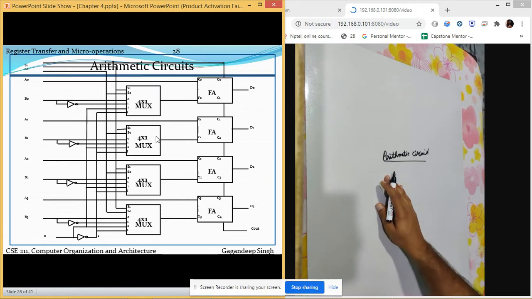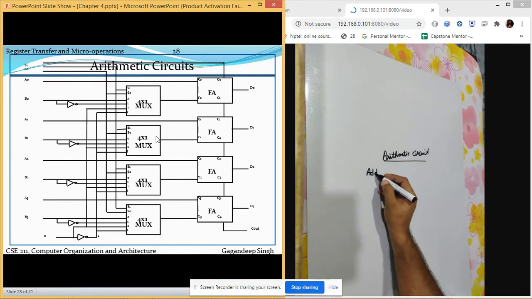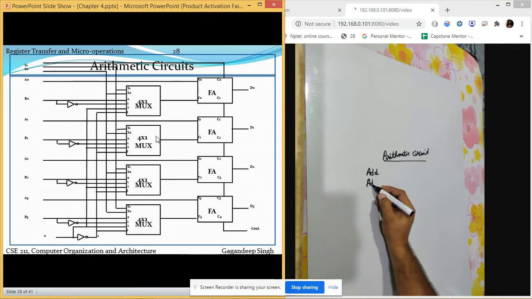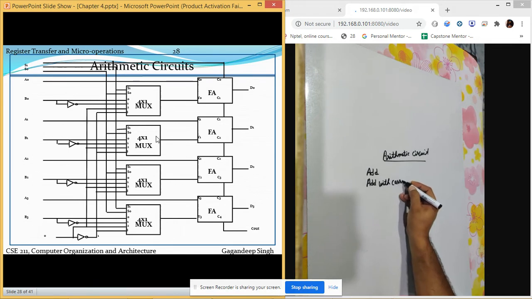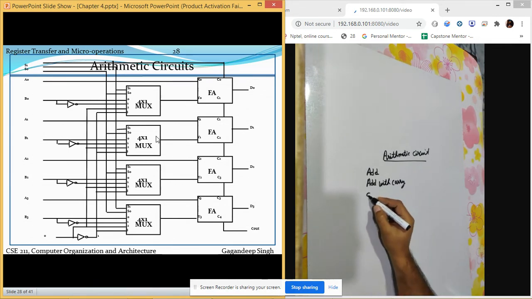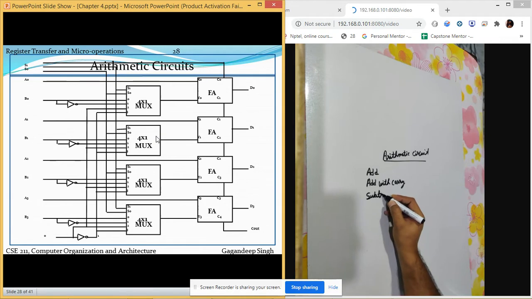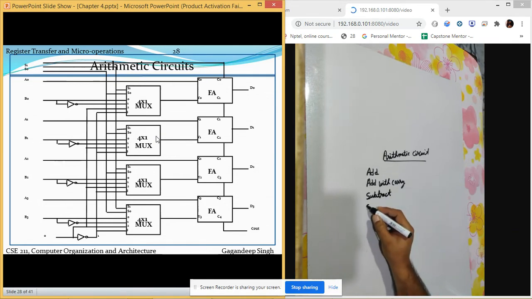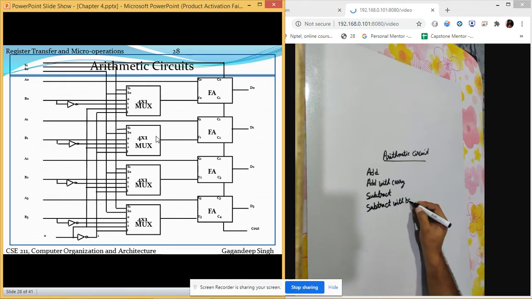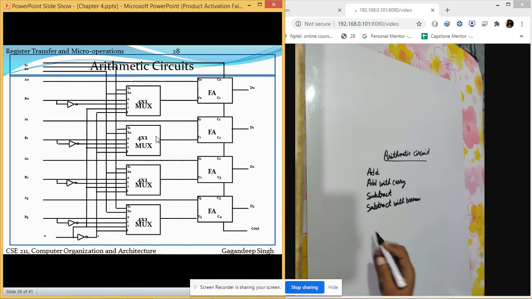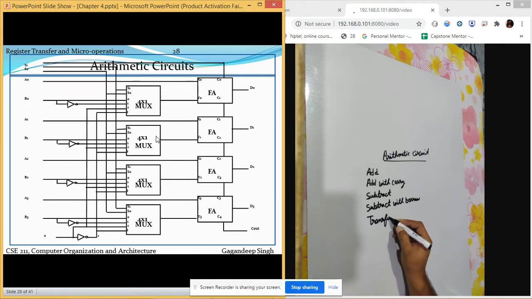First of all, add, add with carry, subtract, subtract with borrow. After that, we have transfer A operation. Now, what does this mean?